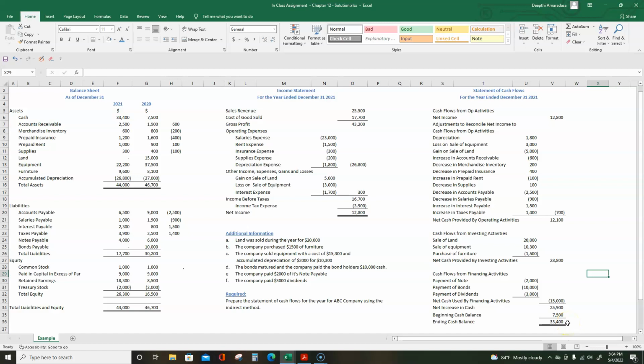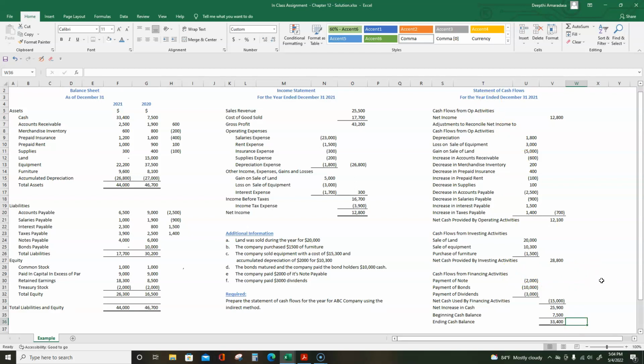Now, how do I know whether I did this correctly or whether I made a mistake? Well, we already know that the statement of cash flows is related to another financial statement. All the financial statements are interrelated. The ending cash balance on December 31st, 2021 should also be listed in your balance sheet. Here's your balance sheet under assets, and it shows that the cash on December 31st, 2021 is $33,400, which is the same balance that we calculated in the statement of cash flows.